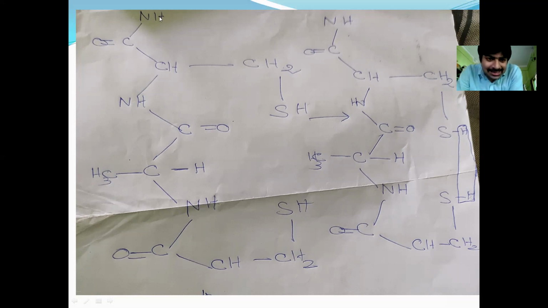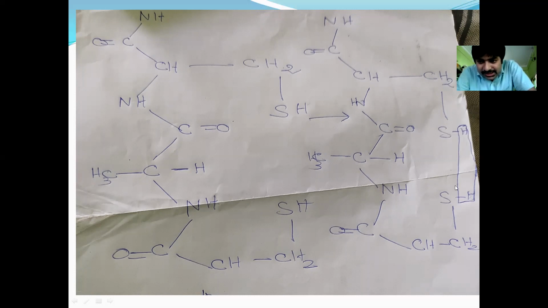Next case. This SH is written in the form S bond H, and another SH is also written in the form S bond H.